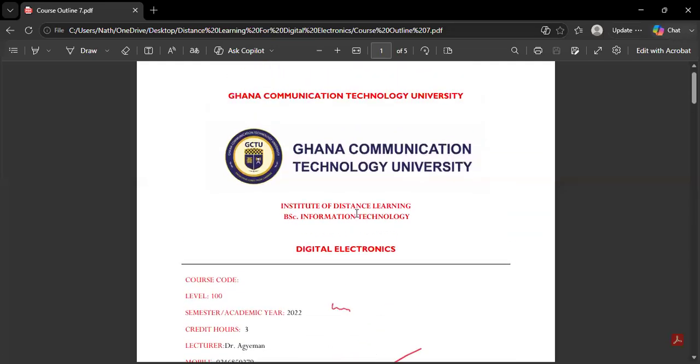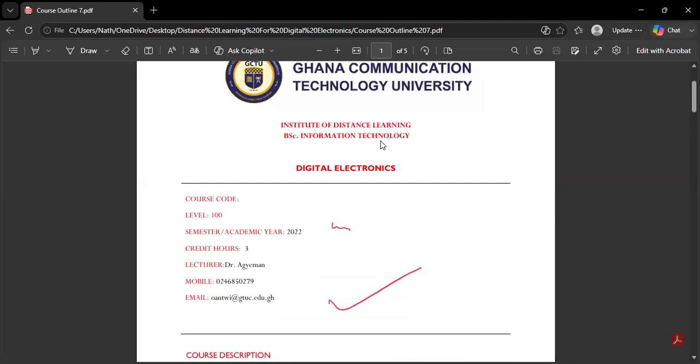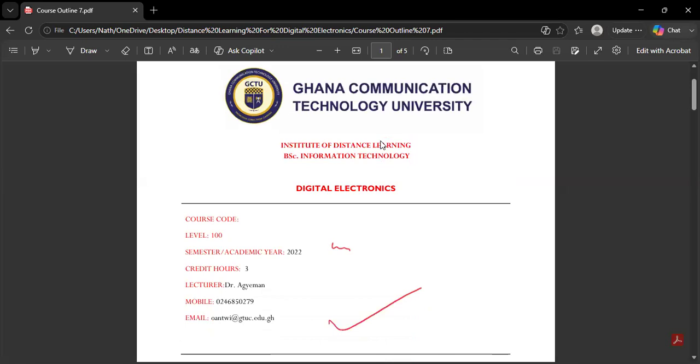Okay, so I've gotten the number I want, 16, so we can start. Today we're looking at just the course outline for digital electronics: what to expect from digital electronics, what you are expected to know and to do when you finish the course, and then the learning outcomes as well.